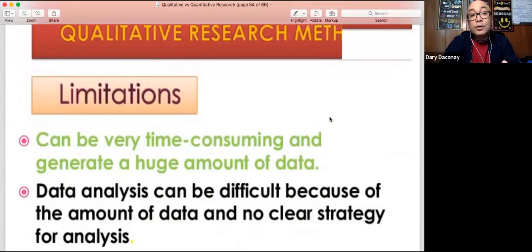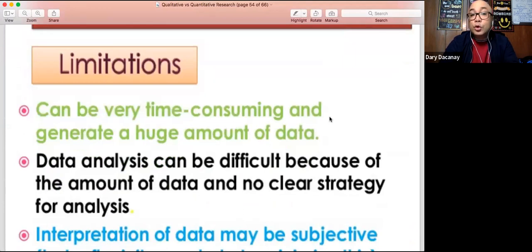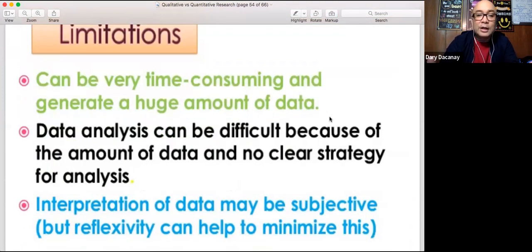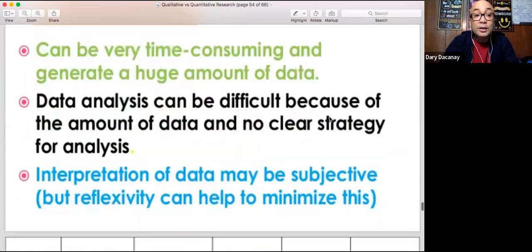Of course, there are limitations as well. It can be very time consuming and generate a huge amount of data, which is very true. The analysis can be difficult because of the amount of data and no clear strategy for analysis. Actually, there are strategies, no? You have to be author specific. Interpretation of data may also be subjective.